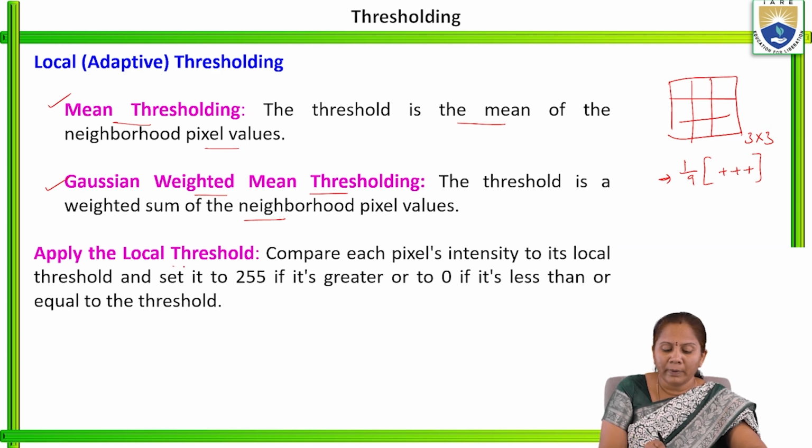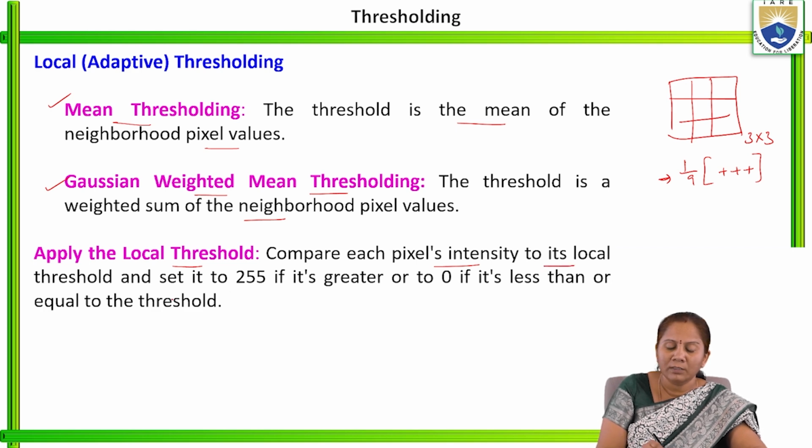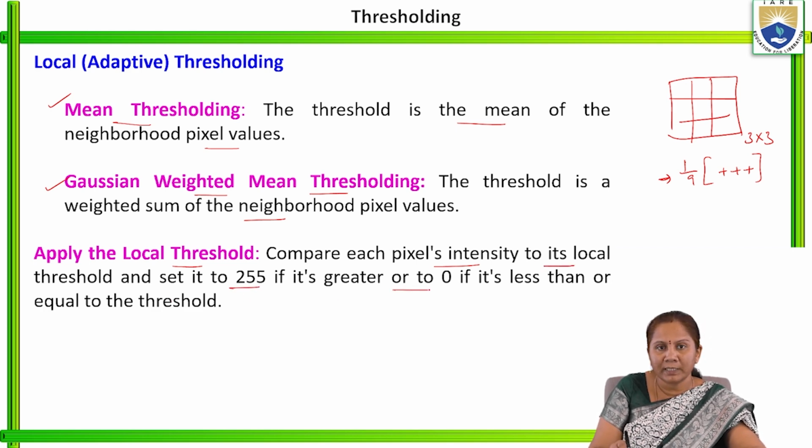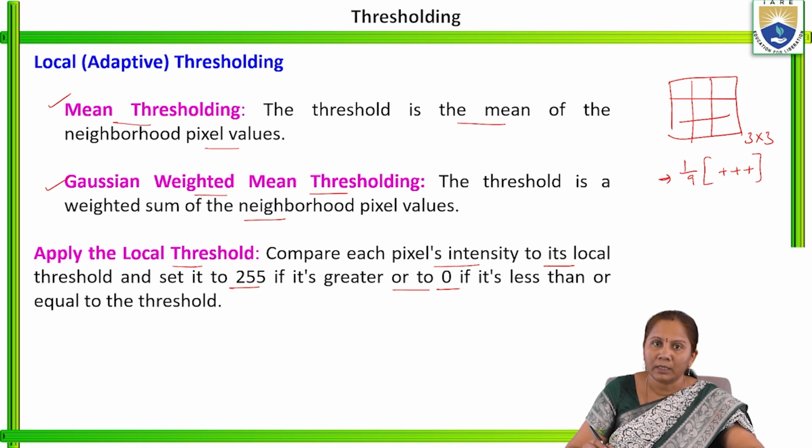And now apply the local threshold. Compare each pixel intensity. After finding all the new pixel values in the image, compare that intensity value with the local threshold and set it to 255 if it is greater than the threshold value T, or set it to 0 if it is less than the threshold value T.